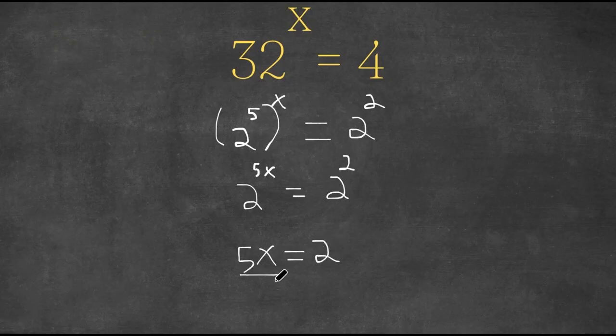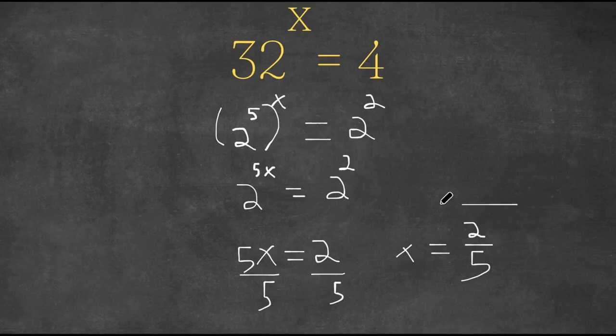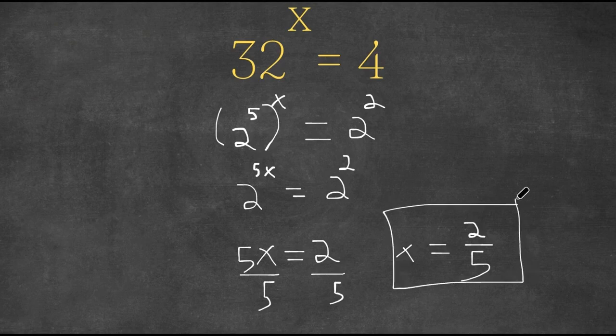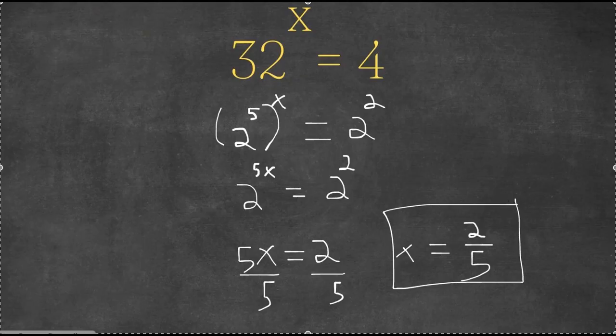All we need to do is divide by 5 on both sides. And this gives us x equals 2 over 5. And this would be our answer to this problem.